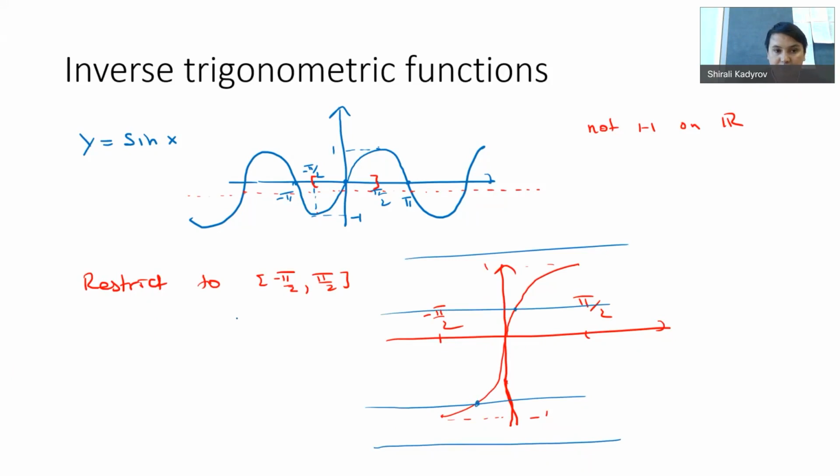So then, restricted to this domain, sine of x is one-to-one. So it has an inverse. What do we call it? We call it arc sine, right? Sometimes we call it arc sine, etc.